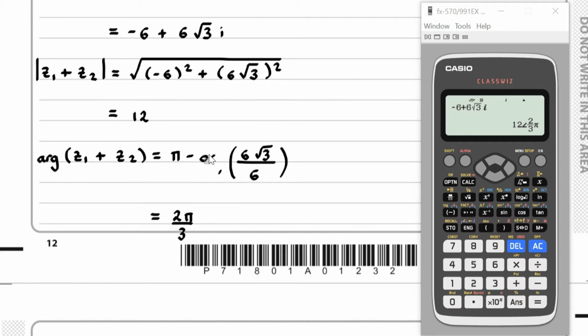Rather, here we've got the inverse tangent of this, which is 2 pi over 3. So, confirming that, we've got pi subtract the inverse tangent of 6 root 3 over 6, which is indeed 2 pi over 3.